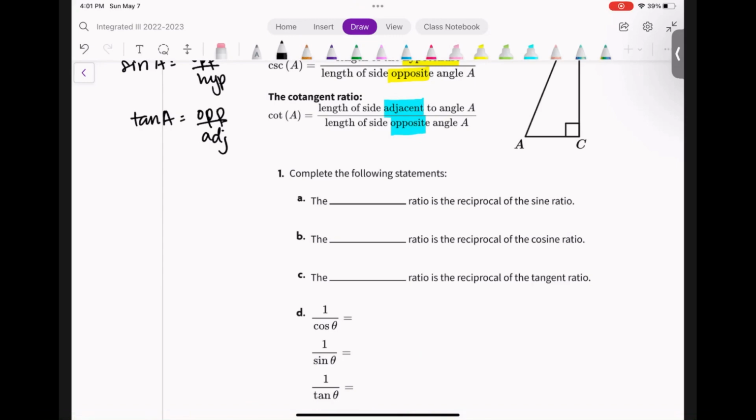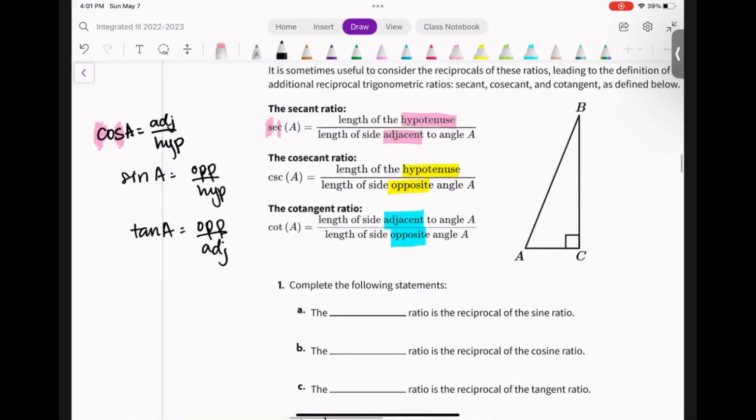So what ratio is the reciprocal of sine? Sine is opposite over hypotenuse, so that's cosecant. I'm going to write CSC, which is short for cosecant. The blank ratio is the reciprocal of cosine. That's secant, short is SEC. And last but not least, the cotangent is COT for short.